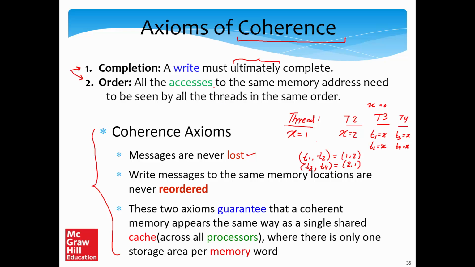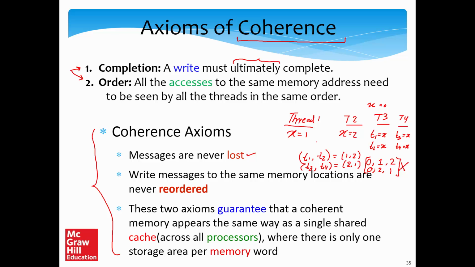But if you go by the order axiom, what that says is that in a coherent system, all the accesses to the same memory address are seen by all the threads in the same order. So we cannot see 1, 2. 1, 2 basically means it was first 0, then 1, and then 2. And then we cannot see it as 0, 2, and 1. So these cannot be seen for the same execution by different threads. These two orders are not the same, they are not consistent with each other. So this execution is not possible.